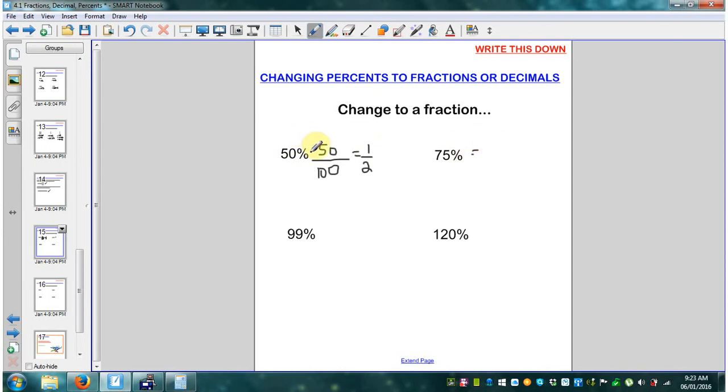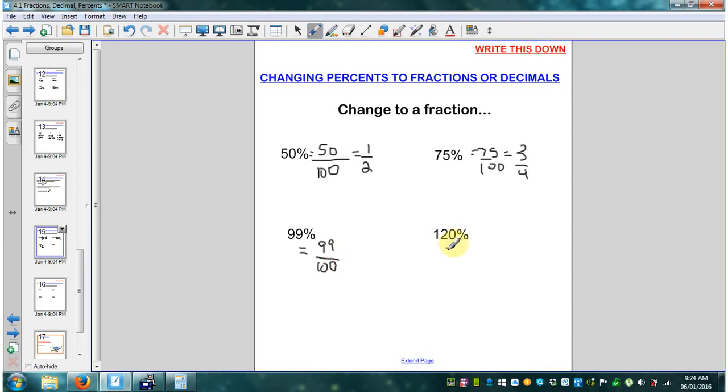So 75% equals 75 over 100. Okay, and 75 over 100, if I wanted to simplify that, I could divide the top and the bottom by 5, but from practice, I know 75% is the same as 3 over 4, 3/4. Okay, 99% is the same as 99 over 100 if we want to write it as a fraction. And that's actually as simplified as it can go.